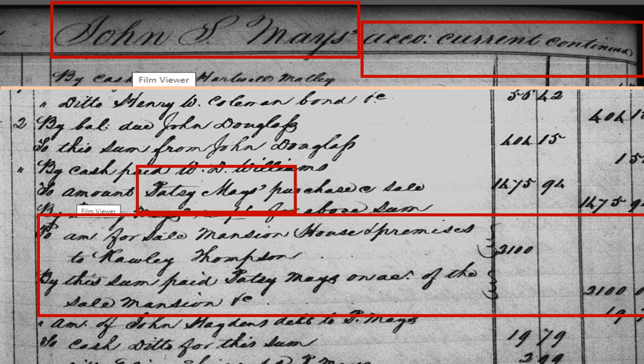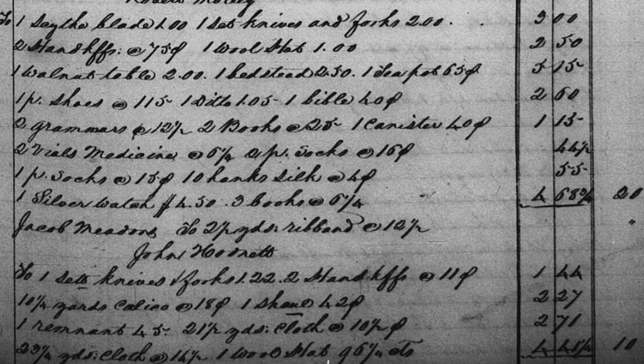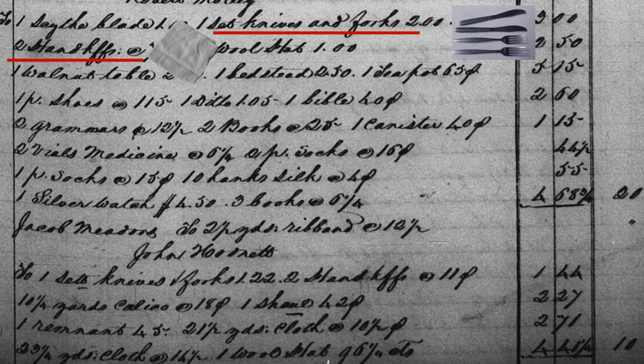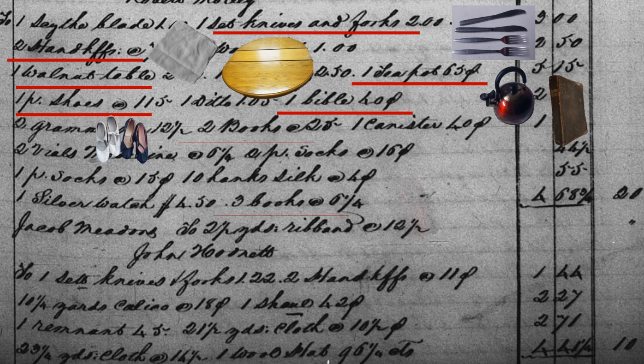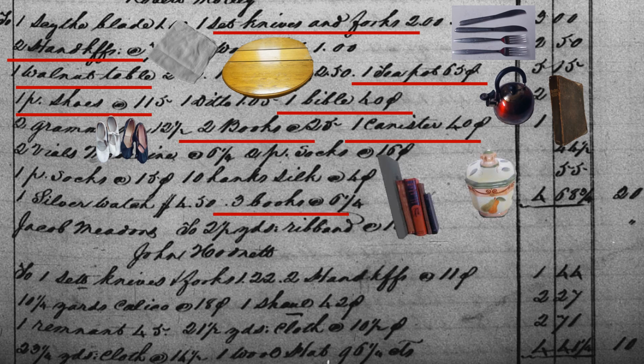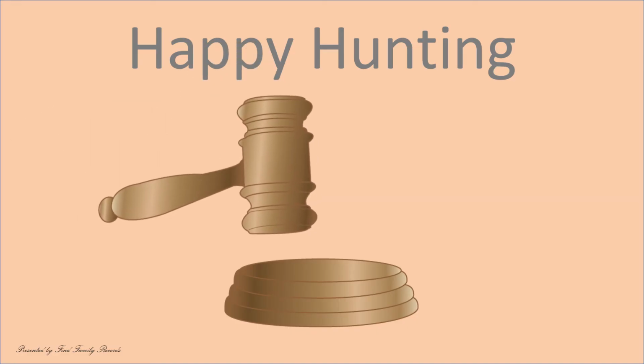Only the person that is deceased is listed in the index in the front of the books. So finding your relatives in these court records is very challenging. This was just a lucky find for me. Here are a few things listed in this account current. See if you can read them. Knives and forks, handkerchief, walnut table, teapot, shoes, Bible, books, canister, socks, and a silver watch. Happy hunting!